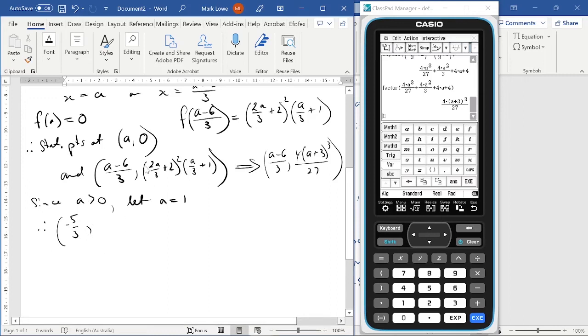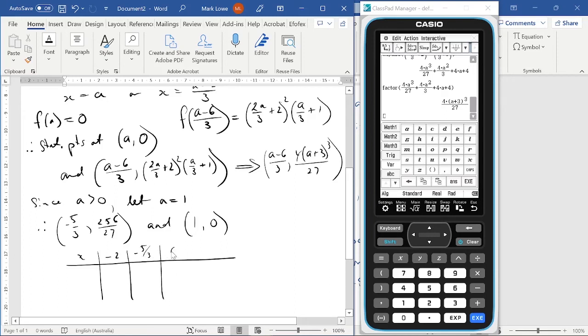And then putting that into this one here, so that's the a minus 6, so a is 1, that makes 4 cubed, 64, times 4 over 27, so that is 256 over 27. And the other one, well, it's pretty simple, that's just going to be 1, 0. So then we'll use our gradient table, negative 5 over 3, so we'll go negative 2, negative 5 over 3, 0, 1, and 2.